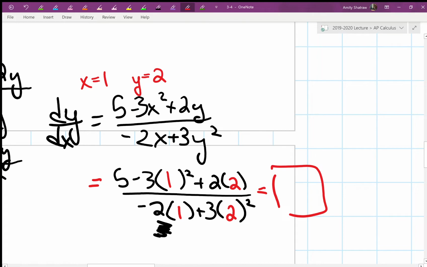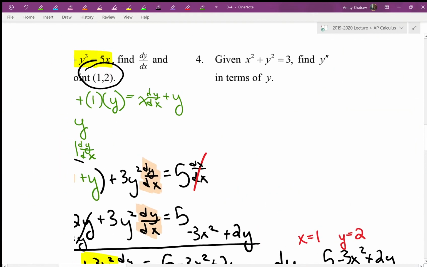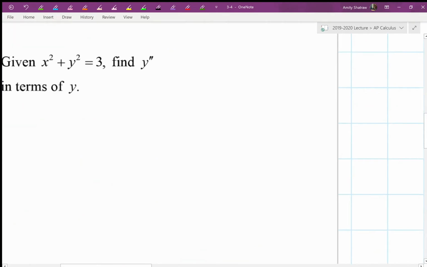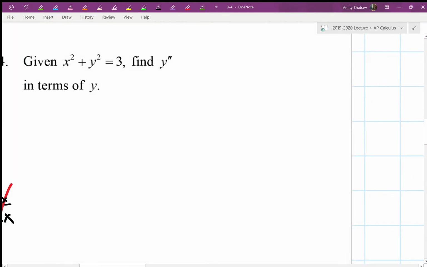That was example number 3. How about we try example number 4? Given this equation, oh, hey, hopefully you recognize that's a circle. We just talked about those. Okay, find the derivative twice, right? Remember that a double prime means the second derivative.